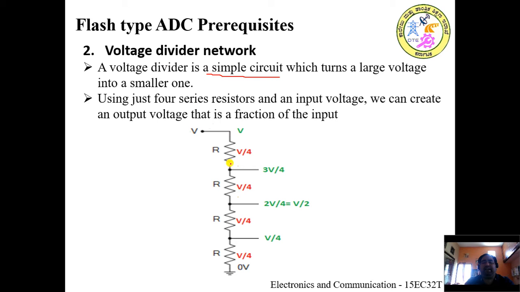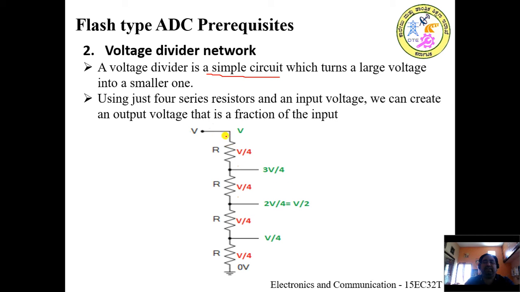So here in this figure you can see there are 4 resistors of equal resistance R connected in series across a voltage supply of V volts. And here 3 different nodes at different places are taken, which will serve as reference voltages for the comparison operation of the comparators.